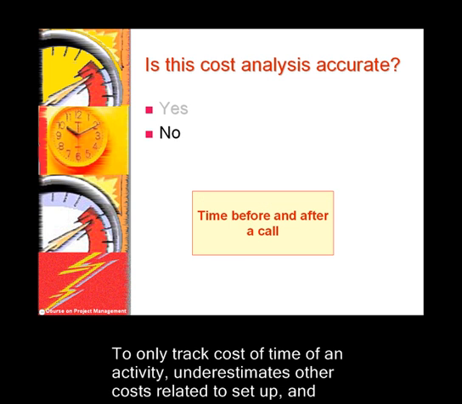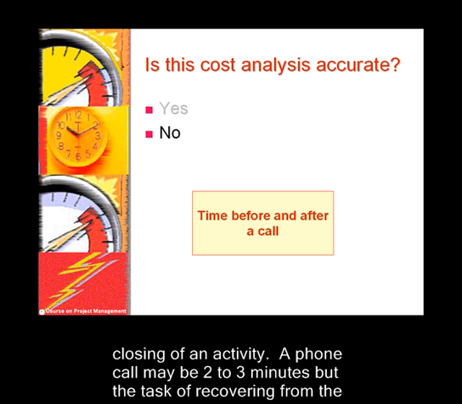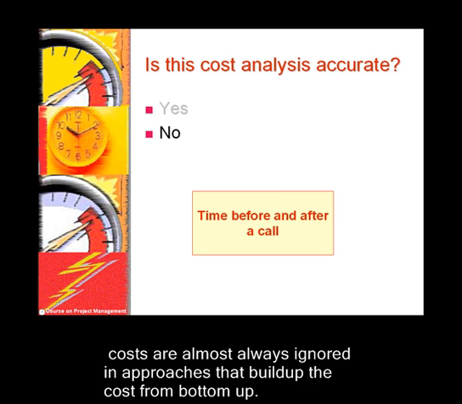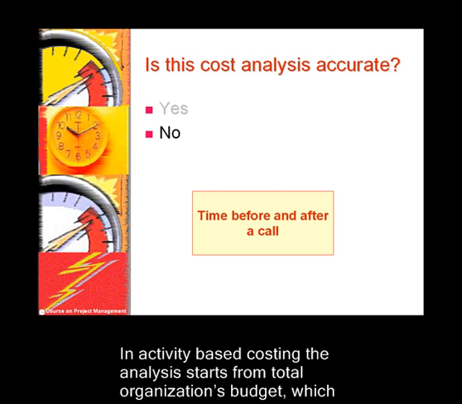To only track cost of time of an activity underestimates other costs related to setup and closing of an activity. A phone call may be 2 to 3 minutes, but the task of recovering from the call and getting ready for the next one will also consume time. These types of related activity costs are almost always ignored in approaches that build up cost from bottom up.